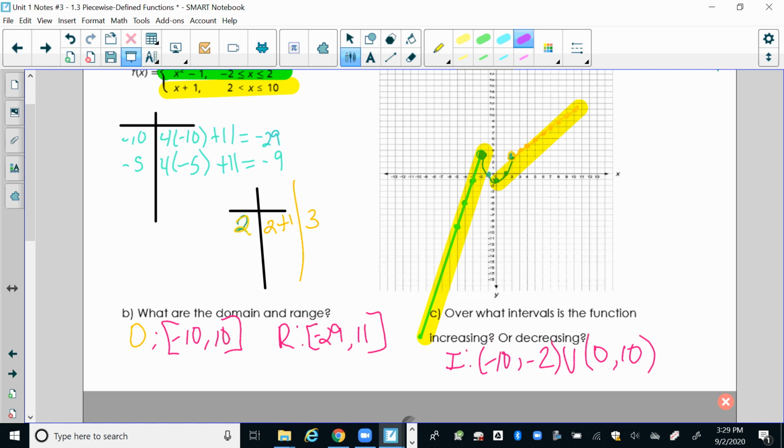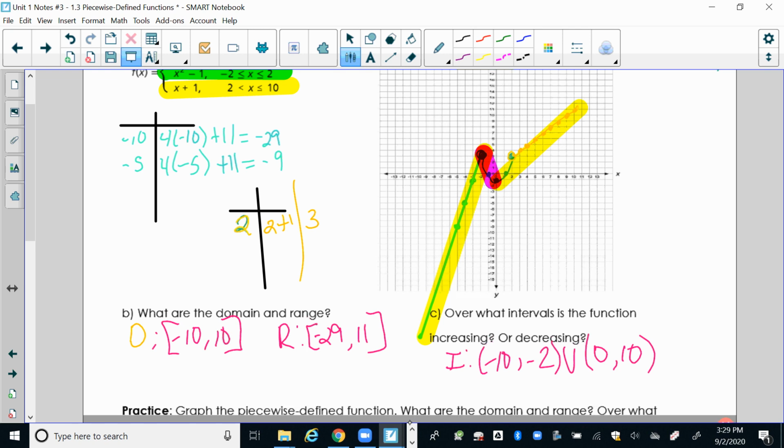Now if we're looking at decreasing, our function's only decreasing between negative 2 and 0. And remember, intervals of increasing, decreasing never have inclusive endpoints. We'll always have parentheses for intervals of increasing and decreasing.